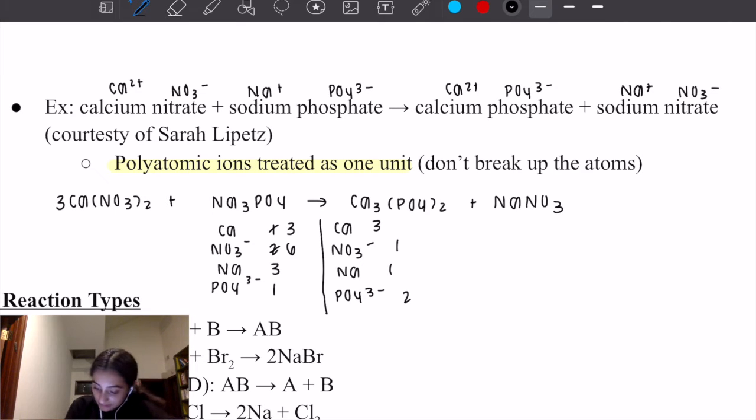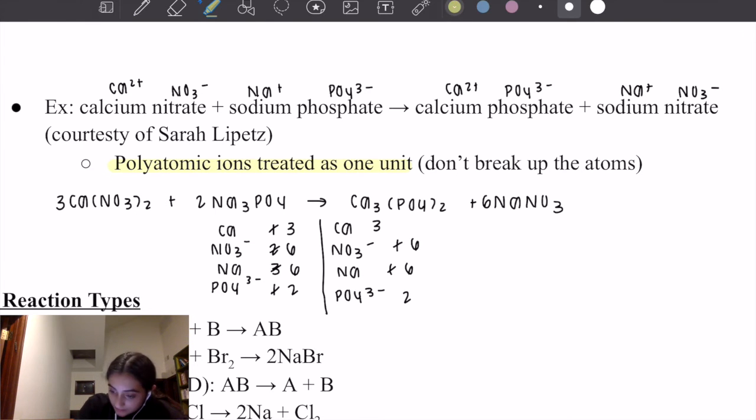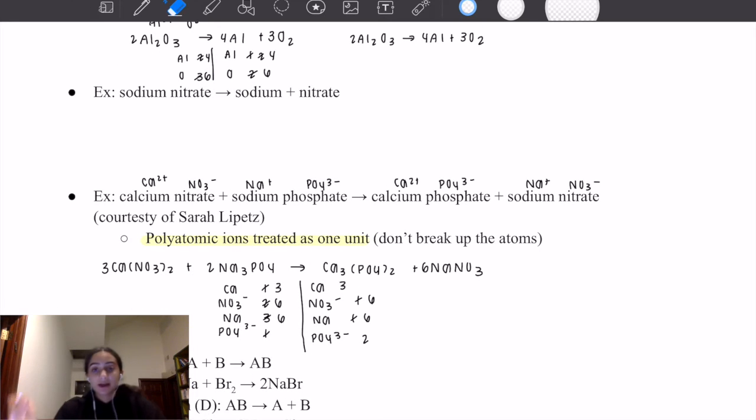Now I'm going to adjust it on this side. I now need 6 nitrates on the right. So I'm going to put a 6 here, which will make our sodium 6 and our nitrate 6. Now we need to alter our sodium back on the left. It's kind of like a ping pong. I'm going to now put a 2 in front of Na3PO4, which will give me 6 sodiums and 2 phosphates. And now we have balanced our equation. And that is how you balance equations.